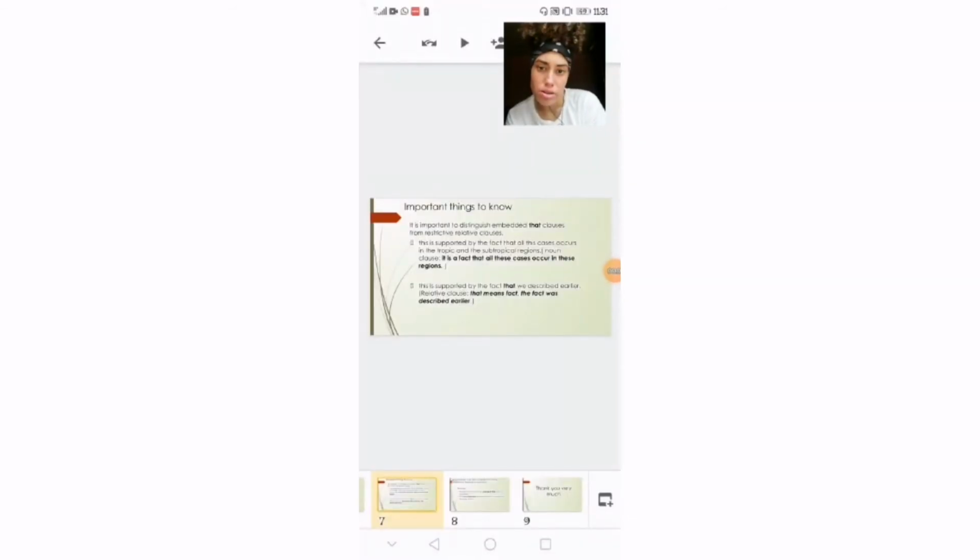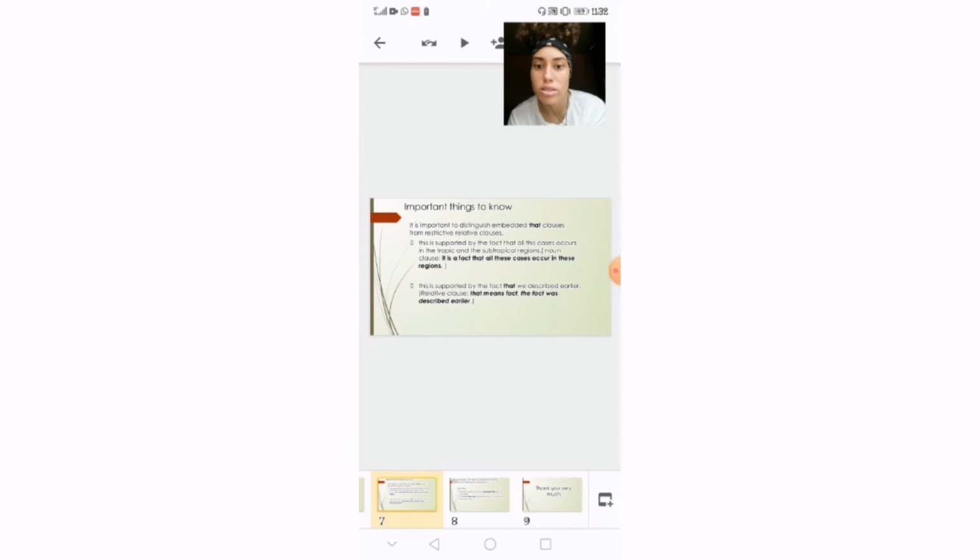Hi, good morning, class. Today I'm going to talk about the important things to know about the complement noun clauses: it is important to distinguish embedded that clauses from restrictive relative clauses. So in the second sentence, it says that this is supported by the fact that all these cases occur in the tropic and the subtropical regions.